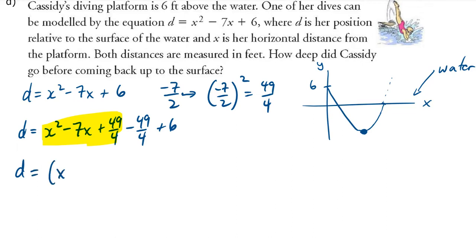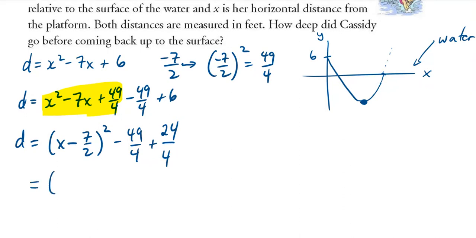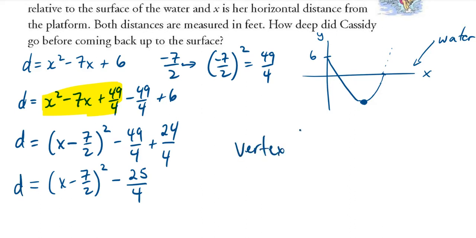And so my factored form will be x minus, because it's a minus 7x, so x minus 7 over 2 squared. And on the outside, I have minus 49 over 4 plus 6. So 6 can be written as a fraction with a denominator of 4. Just say 24 over 4. And then I have x minus 7 over 2 squared, and negative 49 plus 24 is negative 25 over 4. And there's my vertex form. And so the vertex is 7 over 2 and negative 25 over 4.